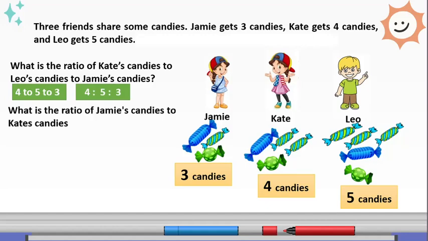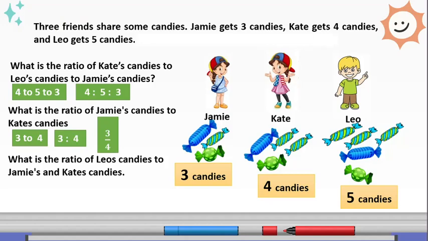What is the ratio of Jamie's candies to Kate's candies? So we will be comparing the number of candies that Jamie gets to the number of candies that Kate gets. How many candies does Jamie get? She gets 3 and Kate gets 4. So the ratio will be 3 to 4, or in colon form, 3 colon 4. In fraction form naman ay 3 over 4.